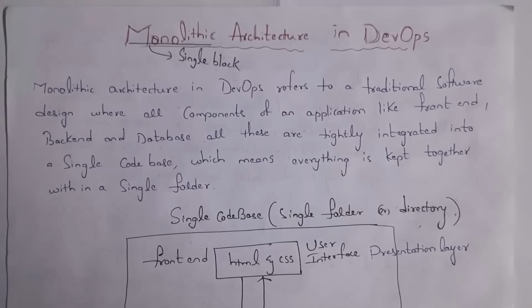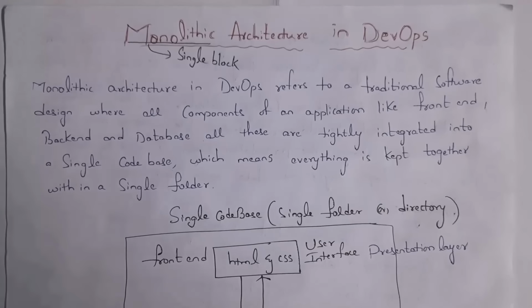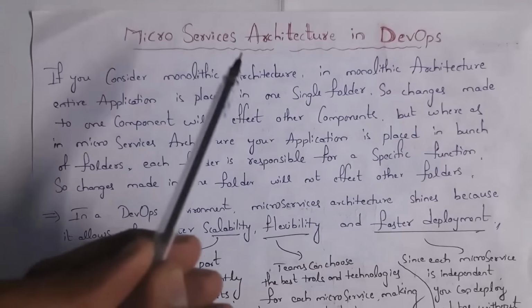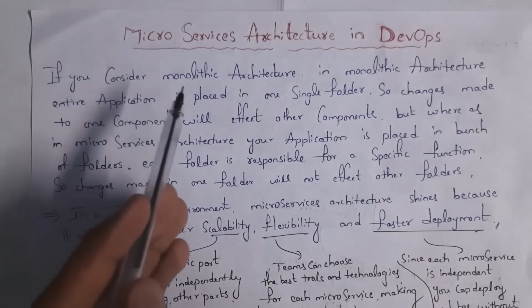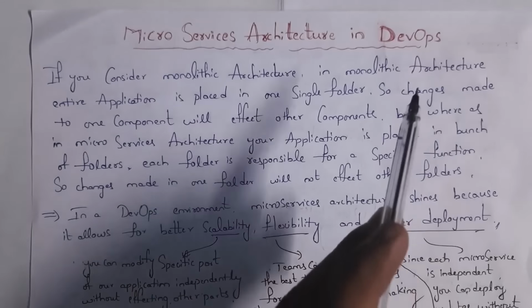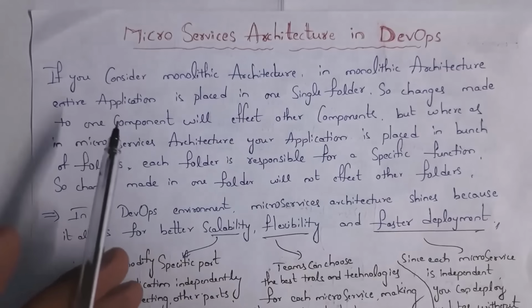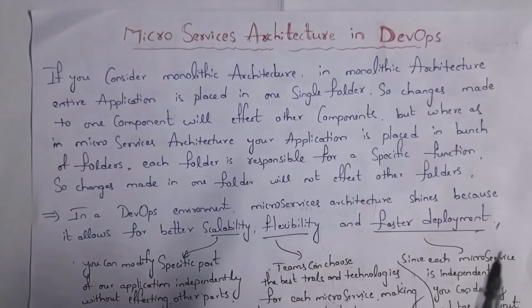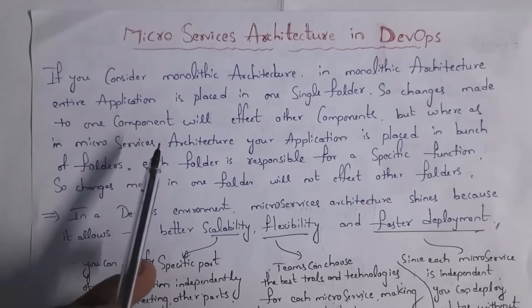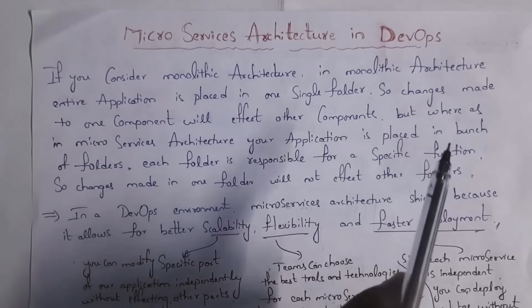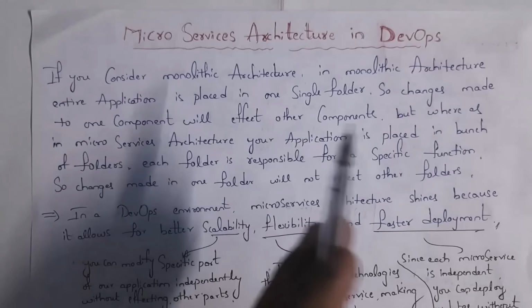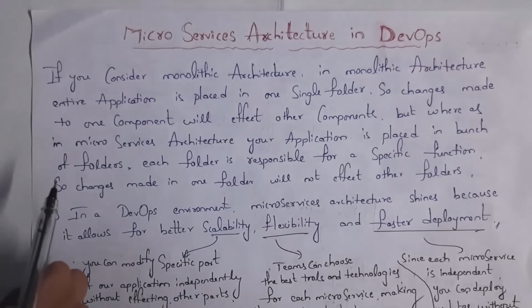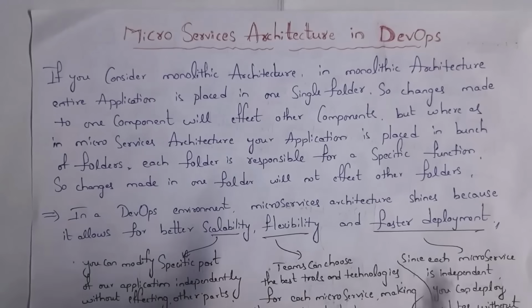Next I will explain what is microservice architecture in DevOps. If you consider monolithic architecture, in monolithic architecture, the entire application is placed in one single folder. So changes made to one component will affect other components. But whereas in microservice architecture, your application is placed in a bunch of folders. Each folder is responsible for a specific function. So changes made in one folder will not affect other folders.